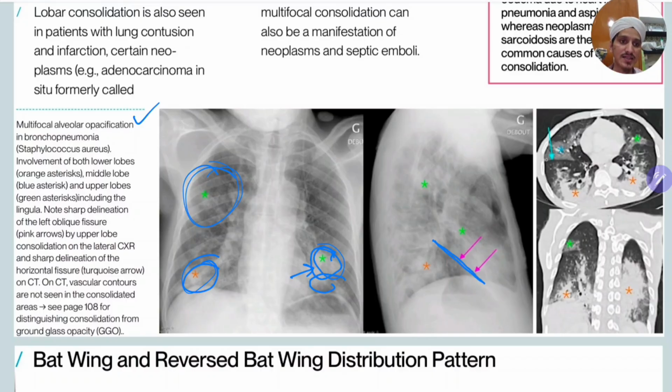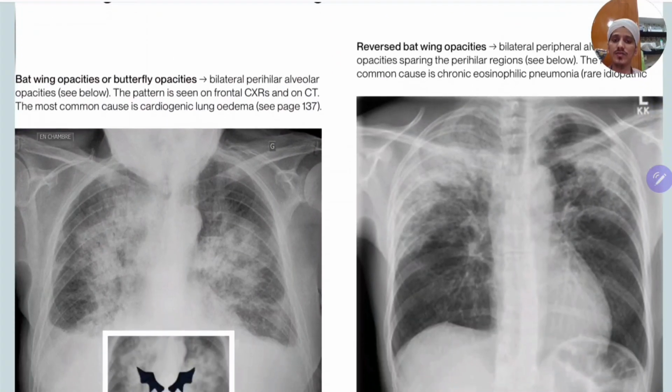In CT scan, I think he's saying, see, this is the CT scan of these lungs. This is the horizontal fissure. So this is the arrow. So there is a sharp delineation with the horizontal fissure. So it is a multifocal involvement overall. Just to remember, it is a multifocal involvement. So mainly it can be viral or Staph aureus pneumonia. Now that was the one example to show multi-lobar involvement.